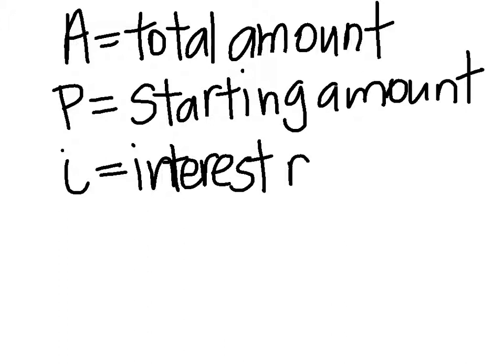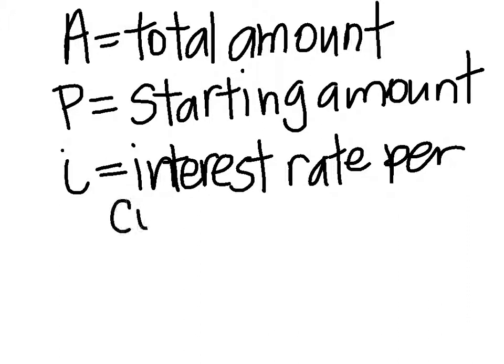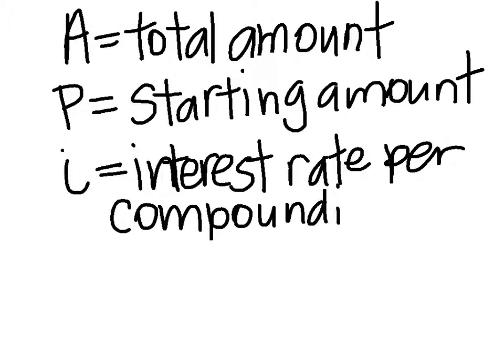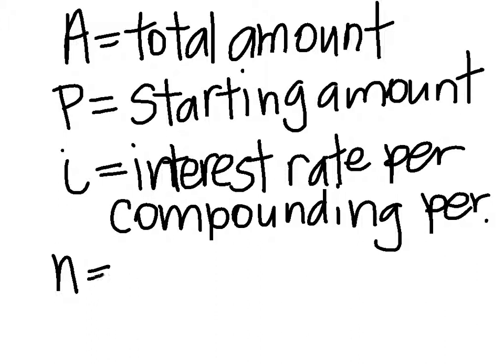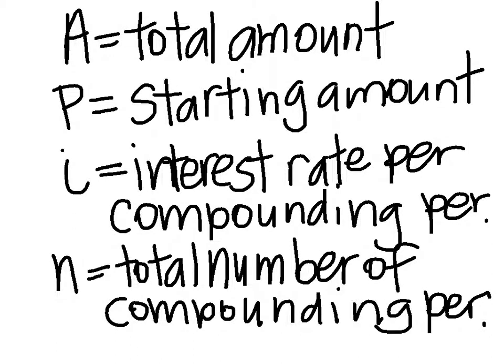So it's the interest rate per compounding period. And our N is the total number of compounding periods. Okay, so let's look at a little example for each of these items.